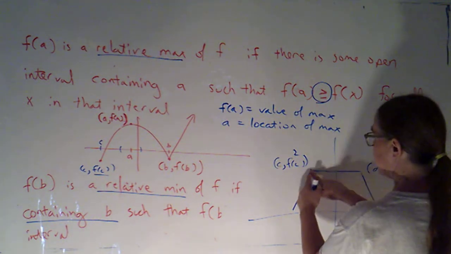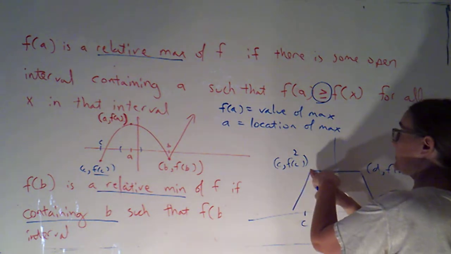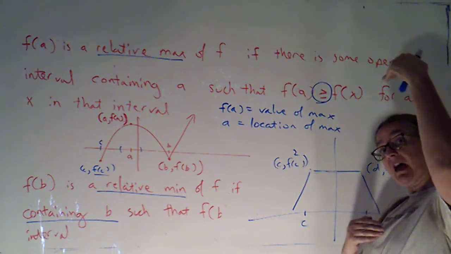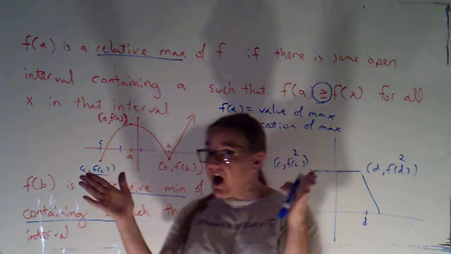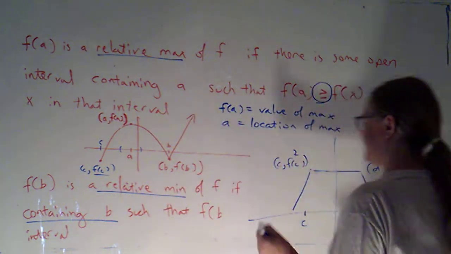because if I'm at C and I look a little to the left, I don't see anything higher. If I look a little to the right, I don't see anything higher. So it's not that I have to be at the highest point, it's that if I look nearby, I don't see anything higher.